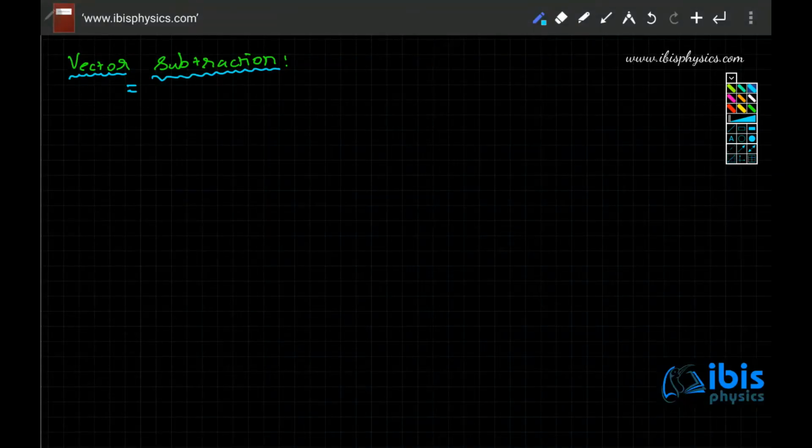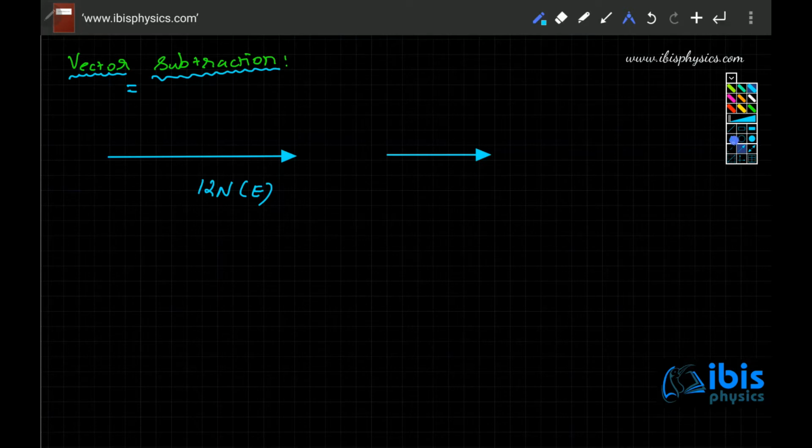So how to subtract one vector from the other? That's vector subtraction. Suppose there is one vector, let us say as we took in the previous two videos, 12 Newton force towards the eastern direction, and another force which is also in the same direction, 5 Newton in the same eastern direction.